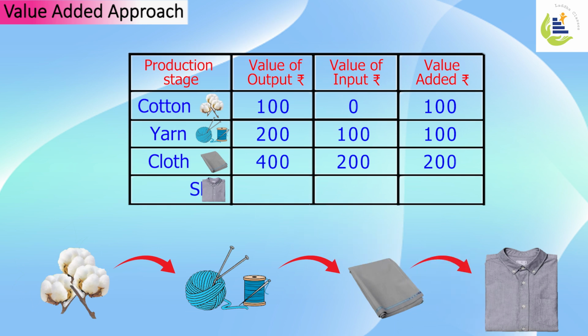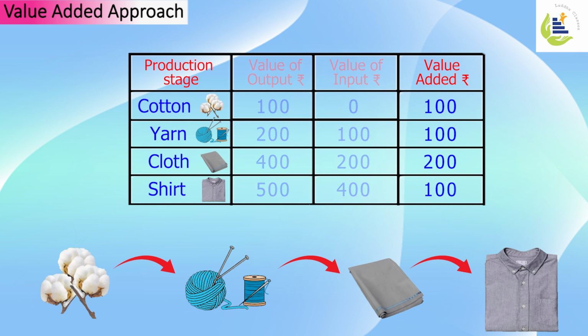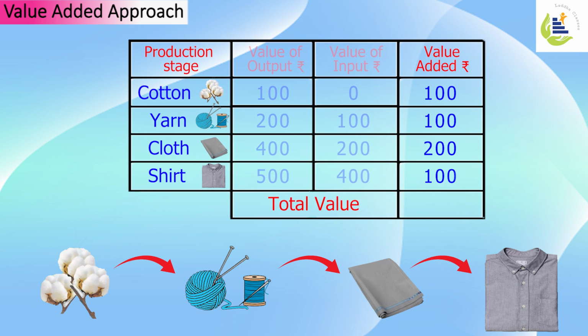The final shirt is costing 500 rupees. So understand, the final output of the shirt is 500 rupees, but its input cost was cloth, which is 400 rupees. So value added for the finished shirt is 100 rupees. If you add all those value added at different stages, it will give you the final price of the product. Look at this: 100 rupees at cotton stage, 100 rupees at yarn stage, 200 rupees at cloth stage, and 100 rupees at shirt stage. So the total adds up to what? 500 rupees, which is the final price of the shirt.